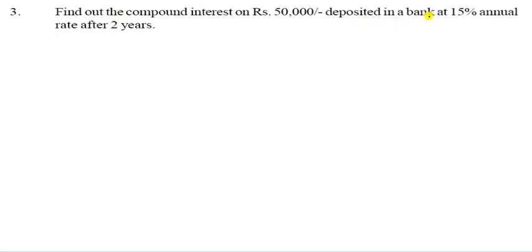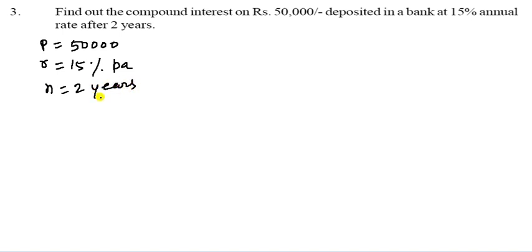The question number 3. Find out the compound interest on rupees 50,000 deposit in a bank at the rate of 15% annual rate after 2 years. So let us start. That is, the principal is given as 50,000 and the rate of interest, that is the R, it is given as 15% per annum. So you have to write PA and the N is given as 2 years. So you have to write 2 years.